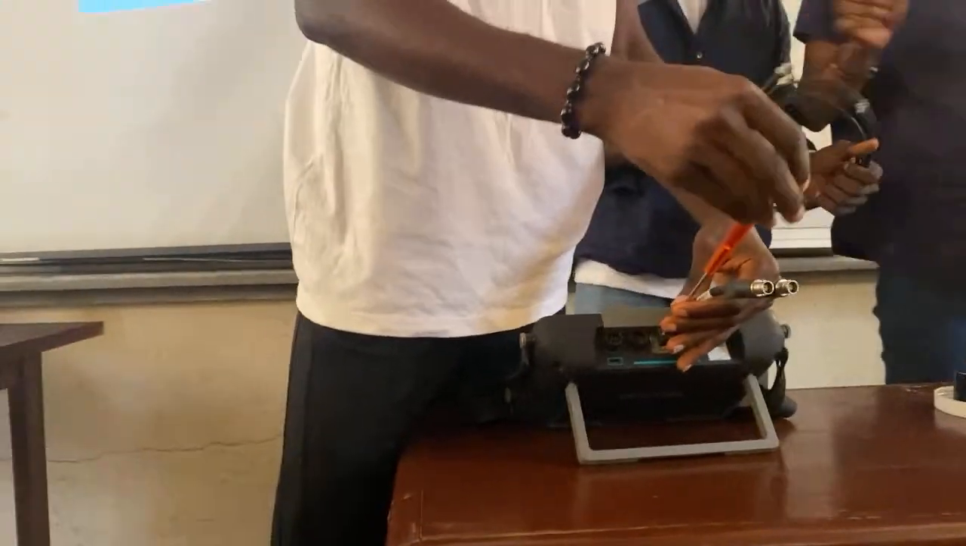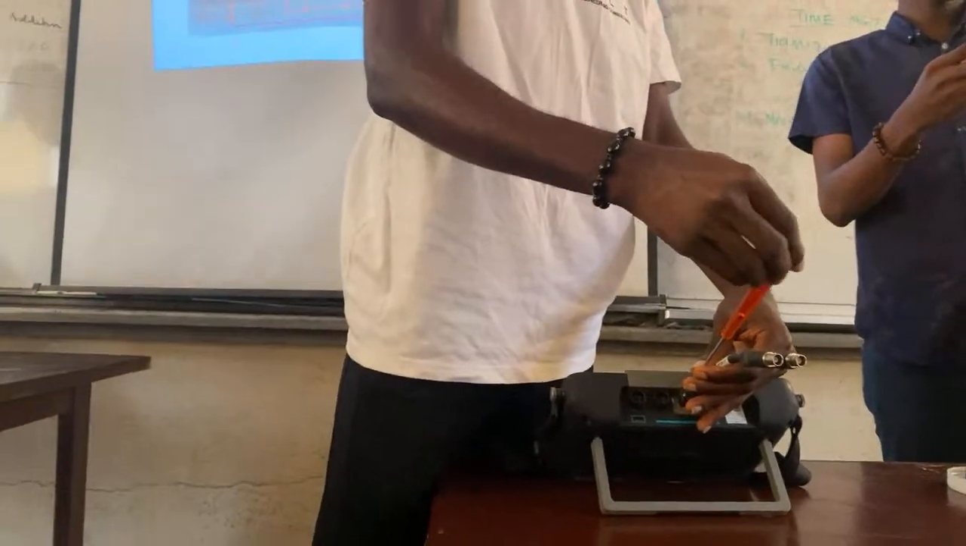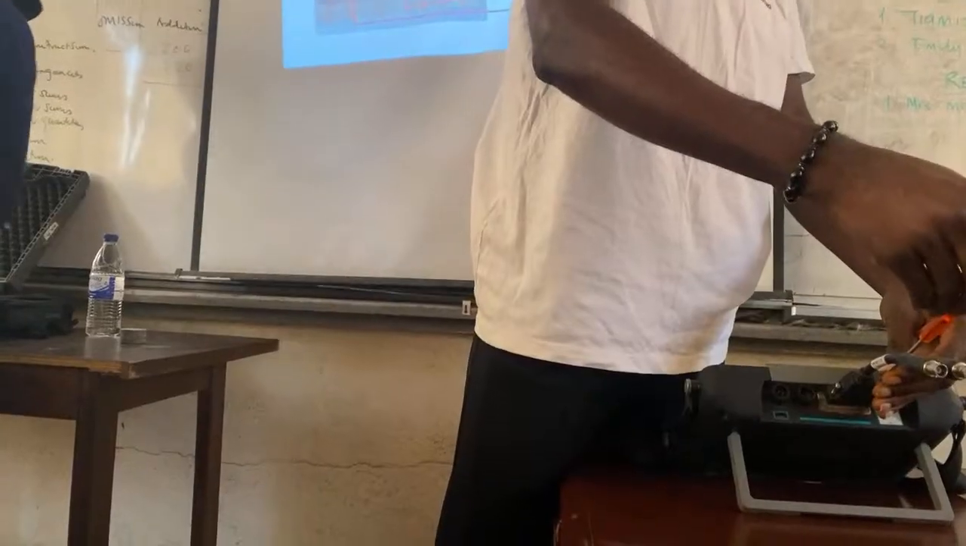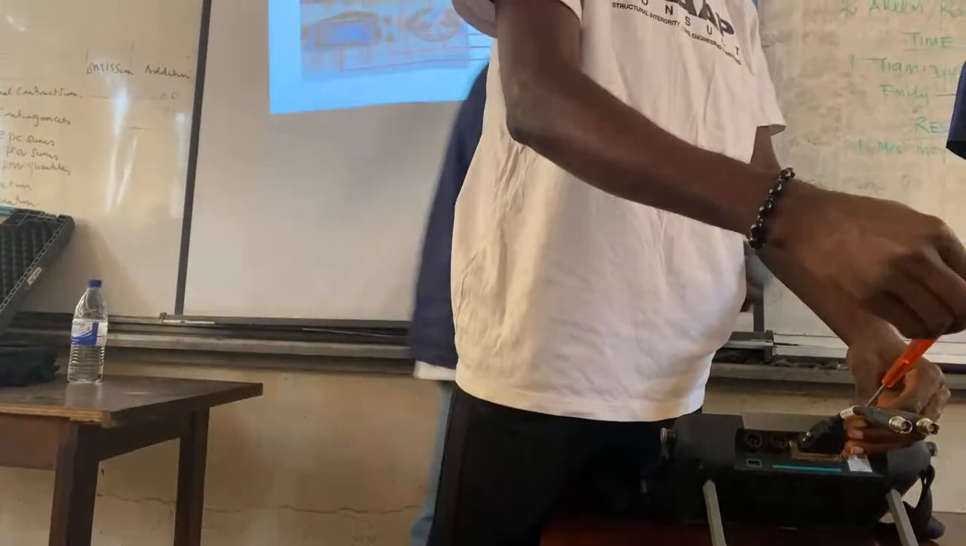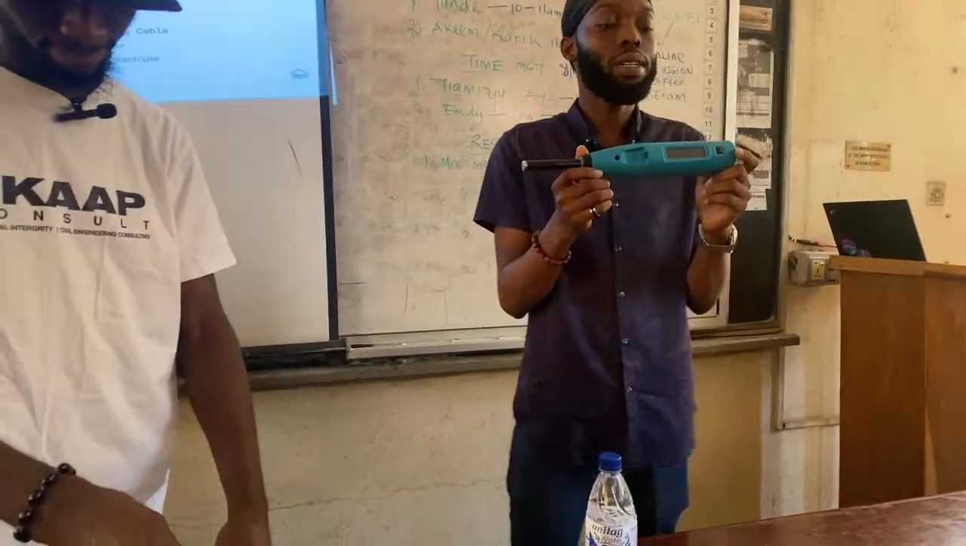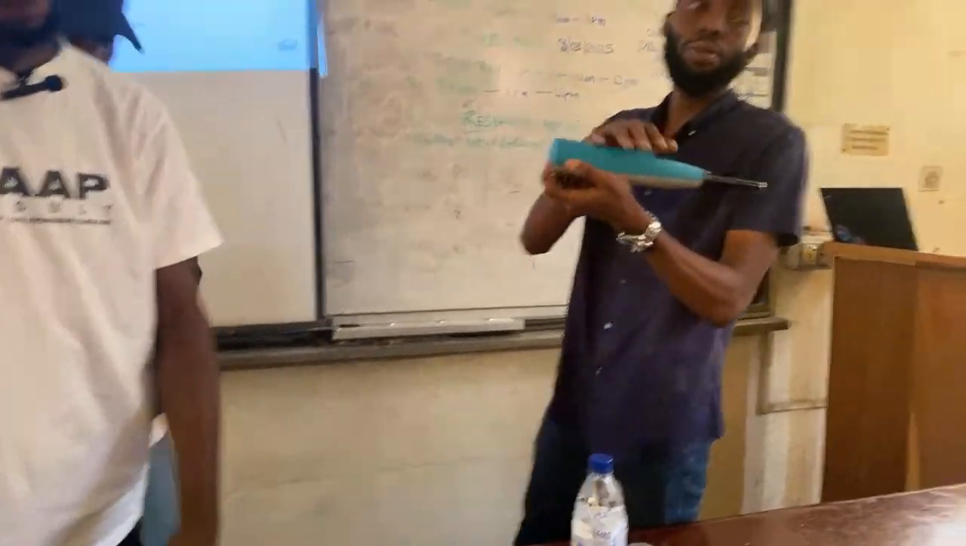Go ahead with the rebound hammer. So this is the rebound hammer. That's the general name, rebound hammer. But this is the Silver Schmidt hammer. It's written here. That's the brand name of this particular one.